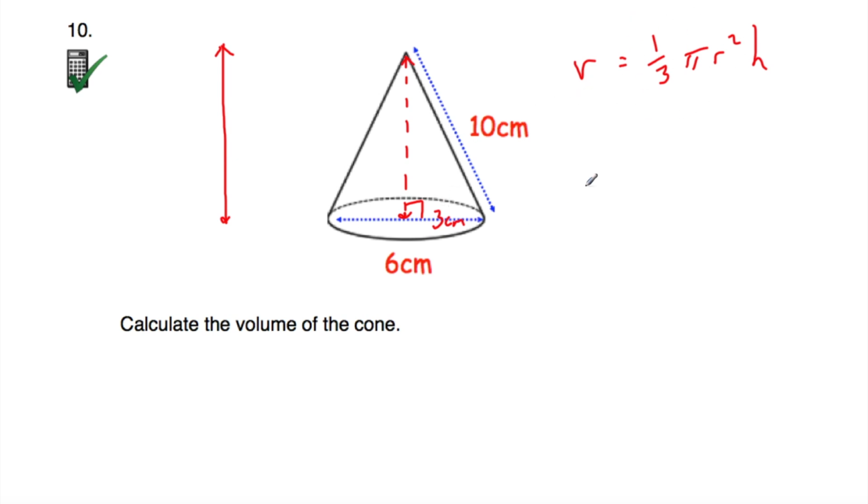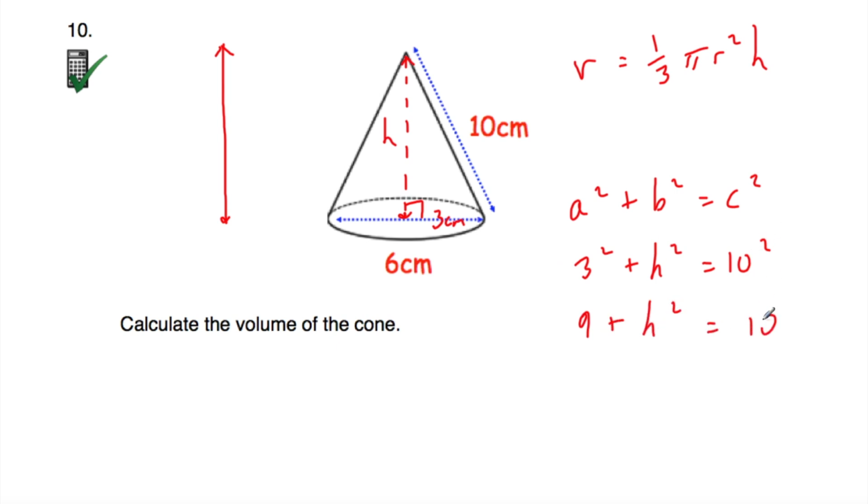So let's do that. Pythagoras' theorem is a squared plus b squared equals c squared. For the two shorter sides, I'm just going to call the unknown one h for the minute. A squared, that's going to be 3 squared, plus the other shorter side squared, so h squared, equals c squared, which is 10 squared. 3 squared is 9, so that's 9 plus h squared equals 10 squared, which is 100. Then if we take 9 away from both sides, we get that h squared is equal to 91. And then we're going to square root both sides, so h would be equal to the square root of 91.